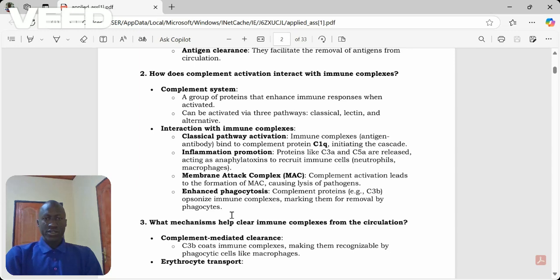Inflammation promotion: proteins like C3a and C5a are released, acting as anaphylatoxins to recruit immune cells, neutrophils, and macrophages. Membrane attack complex (MAC): complement activation leads to the formation of MAC, causing lysis of pathogens. Enhanced phagocytosis: complement proteins, like C3b, opsonize immune complexes, making them ready for removal by phagocytes.